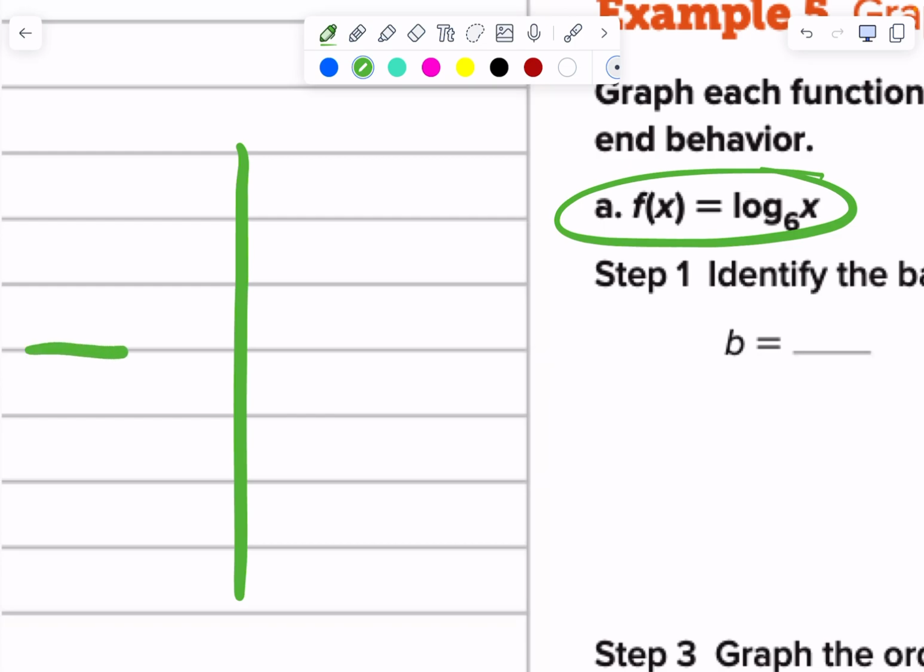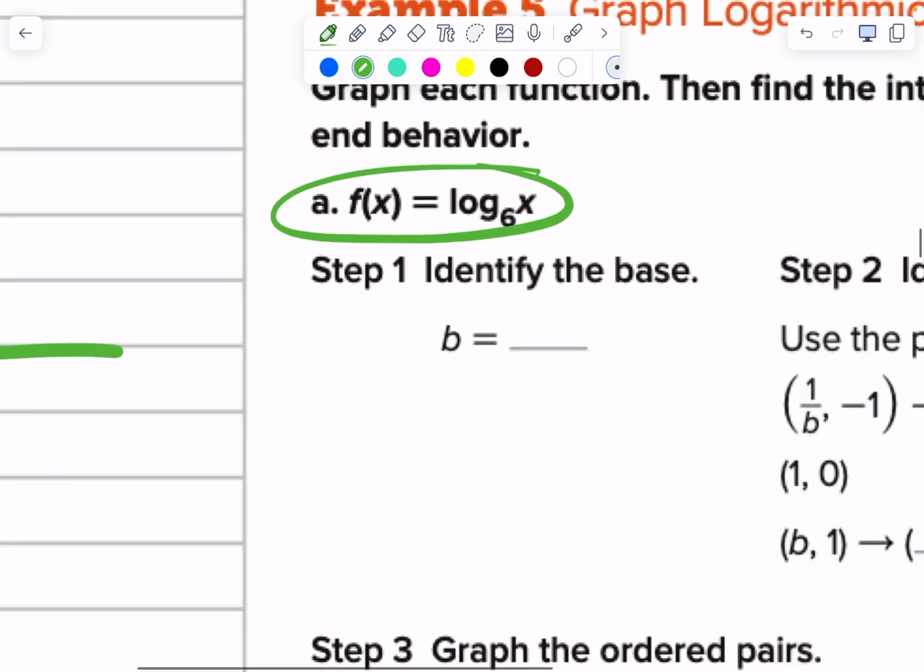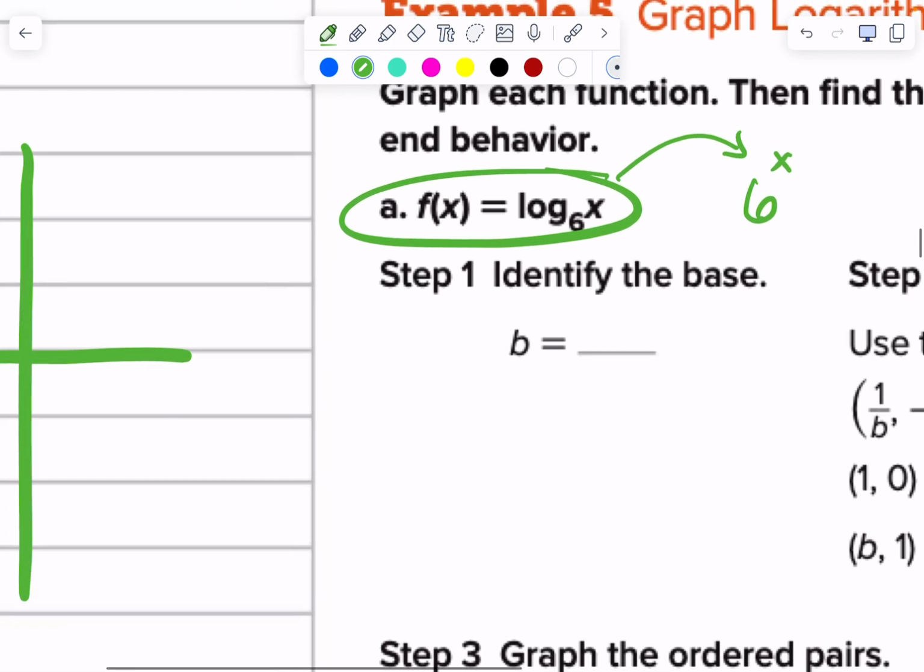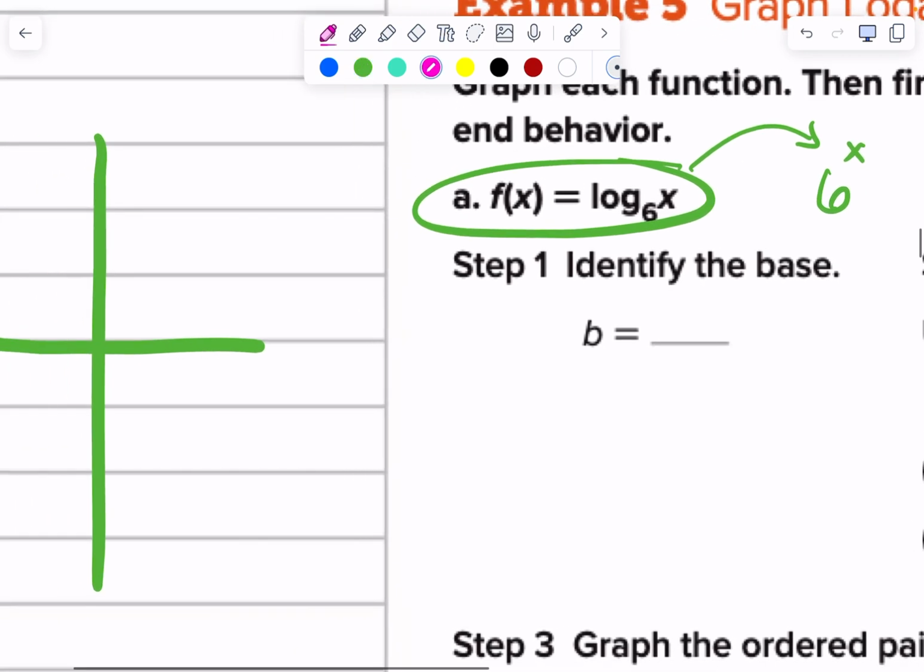Okay, what's the opposite of log base 6 of x? What's his exponential function? 6 to the x power. So kind of be thinking of that, all right? Now, this log is going to do one of those. All logs do one of those, right? Where is he going to cross right here at? (1, 0), okay?